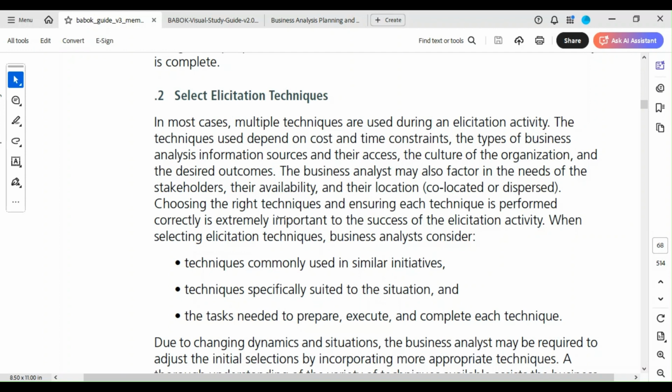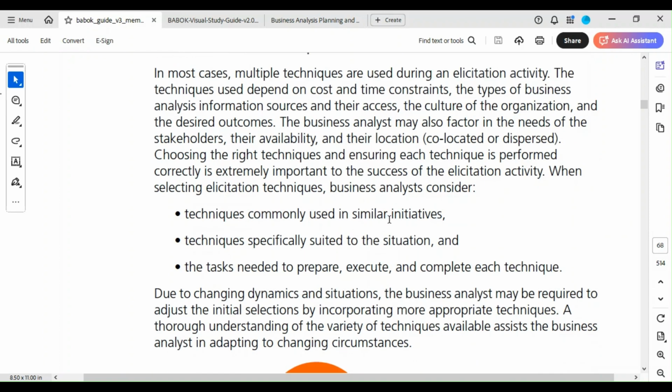Choosing the right techniques and ensuring each technique is performed correctly is extremely important to the success of the elicitation activity. So, one, you should know the technique you want to use. You should know why you want to use the technique and make sure you are getting it right. When selecting elicitation techniques, business analysts consider techniques commonly used in similar initiatives. So, always lean on other projects, other things done in the organization, and know which one works. Techniques specifically suited to the situation.